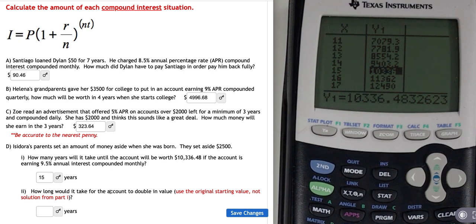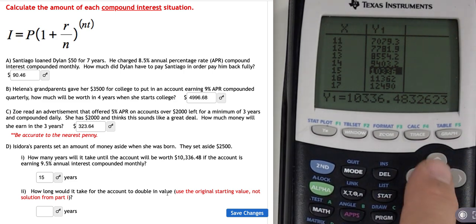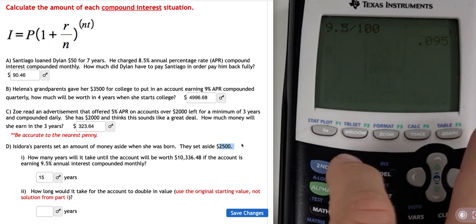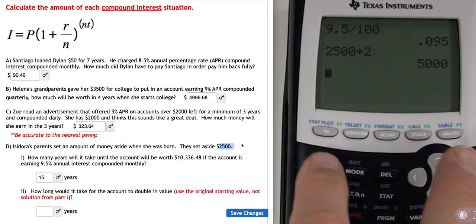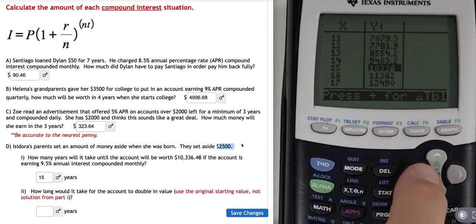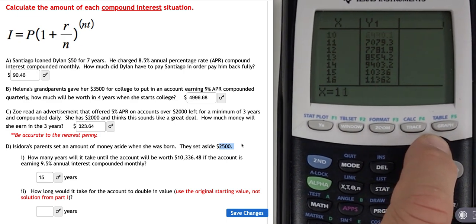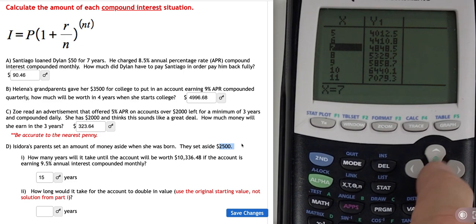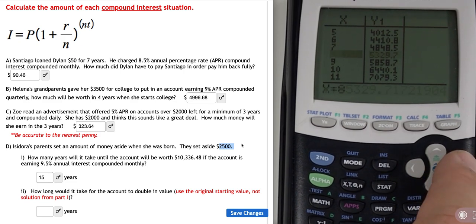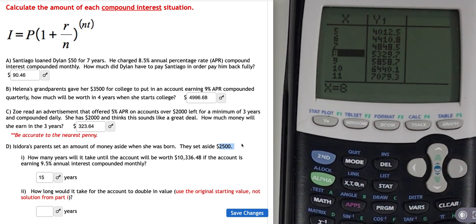Lastly, when it says how long will it take for the account to double, you have to ask, what did I start out with? I started out with $2,500. So on the main screen, if I do $2,500 and double that by going times 2, I need to be looking for $5,000. So I'm going to go back to the table and scroll looking for $5,000. Now, at 7 years, you don't have enough money, but on the 8th year, you do have enough money. Your money will double within that 8th year, and that's where you're going to put 8.